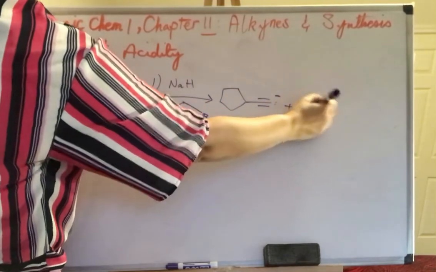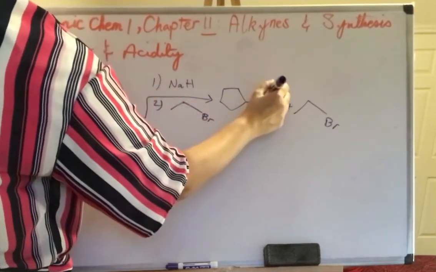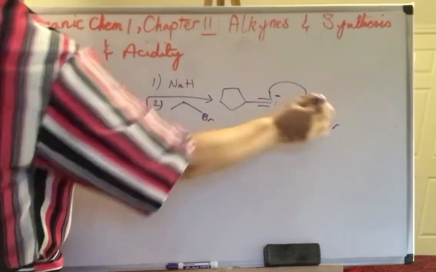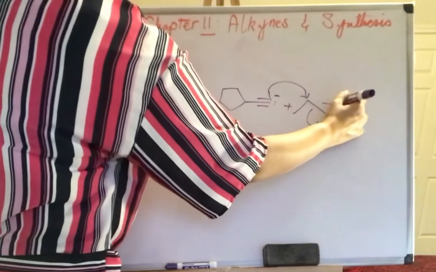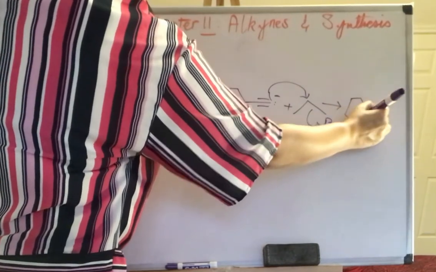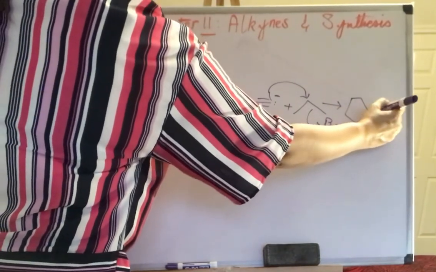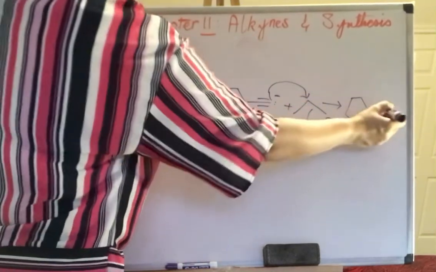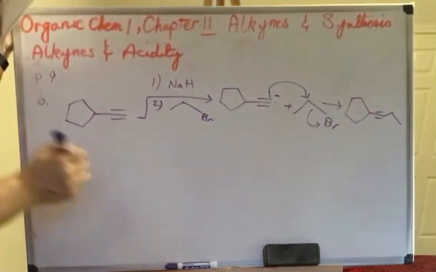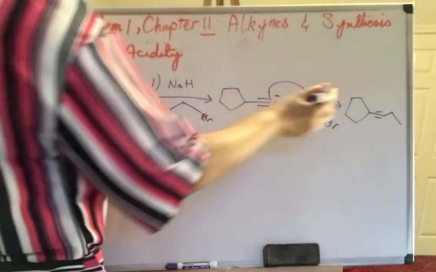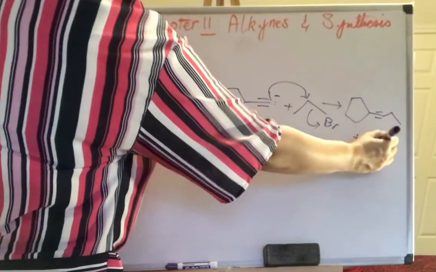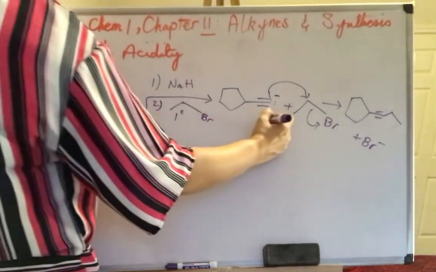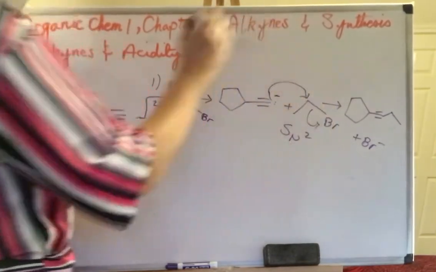Then it's going to attack this carbon, and this is going to separate. So we end up having, how many carbons do we have here? 1, 2. So 1, 2. And plus bromide. So what type of reaction is it? Since the alkyl halide is a primary alkyl halide, this is an SN2 reaction.